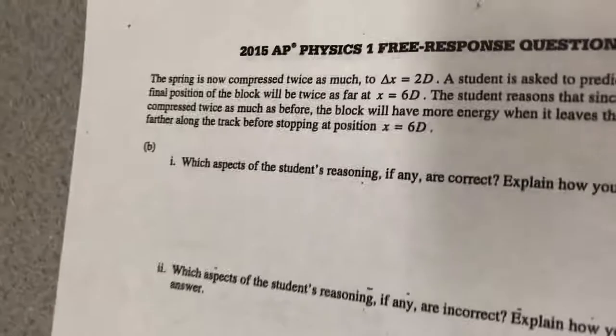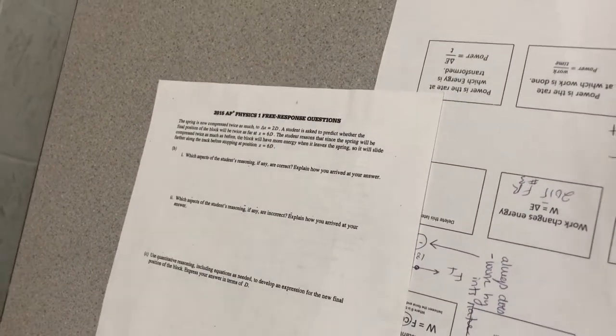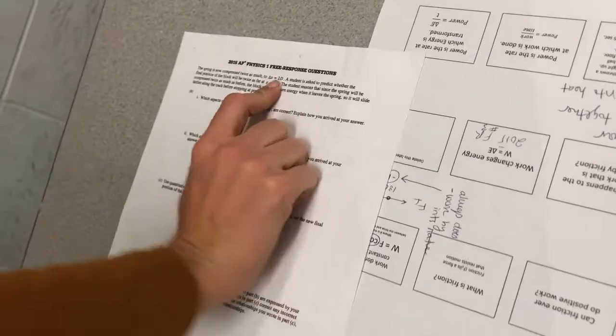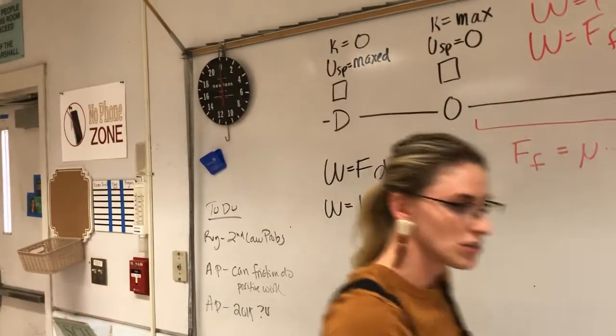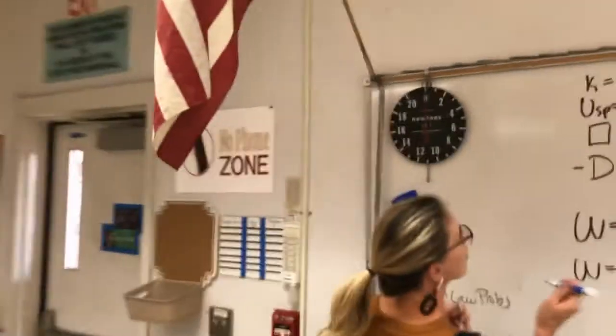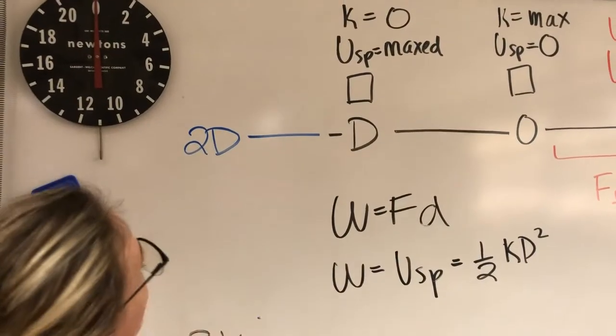The spring is now compressed twice as much, to delta x equals 2d. So over here, right? Yep, 2d. So instead of going here, it's going two times as much. Use a different color. Use blue and just show it back there at 2D. Okay, so right here would be 2d. All right.